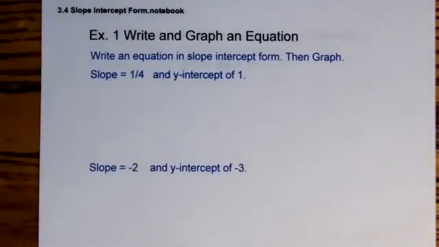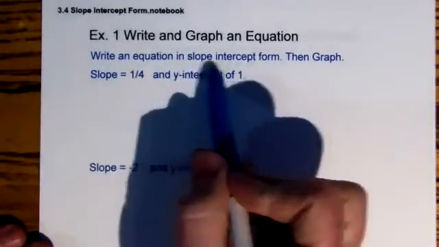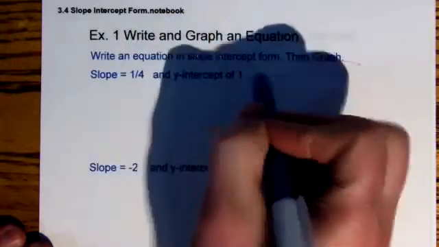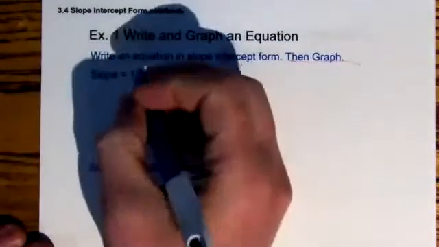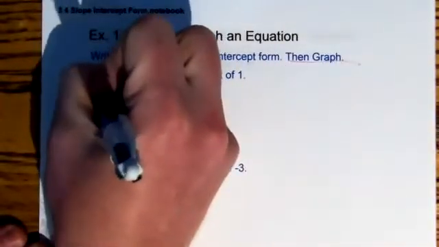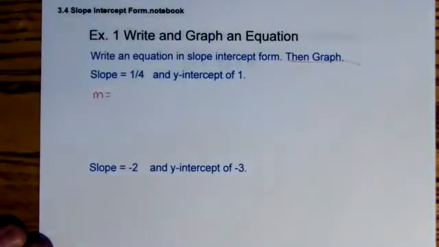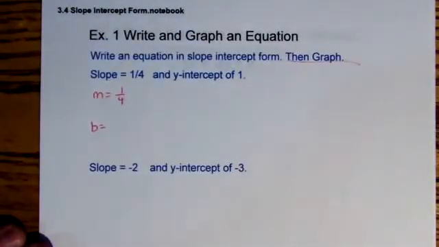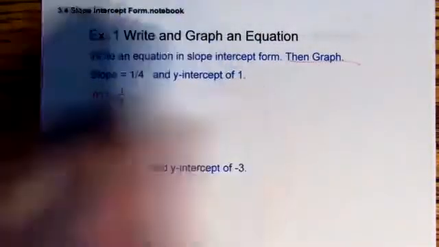Now we're going to talk about how to write an equation in slope-intercept form. I know it says write and graph, but right now we're going to focus on writing an equation. So if we have a slope of 1/4 and a y-intercept of 1, we know we're going to be in the y equals mx plus b form. How I recommend doing this is to identify each one. My m is my slope, so my m is going to be 1/4. Remember, my b represents the y-intercept. What's my y-intercept? It's 1.